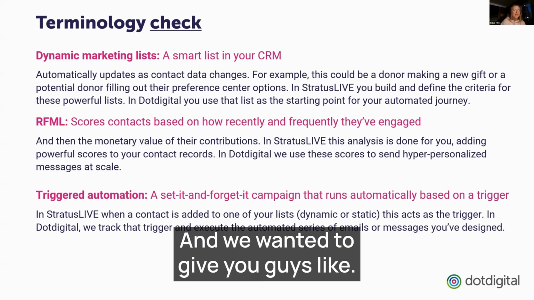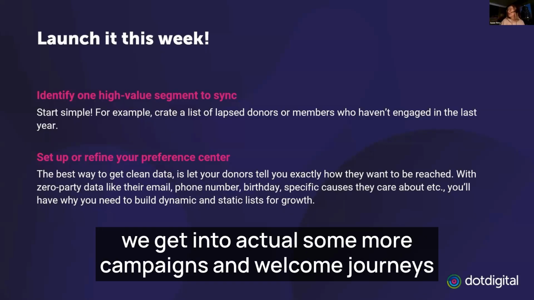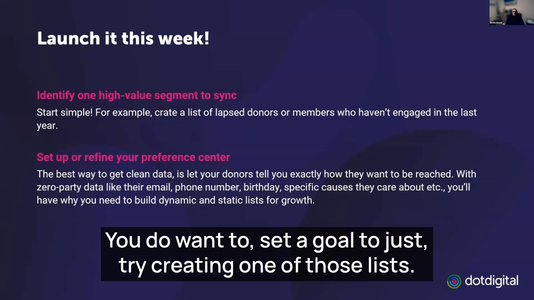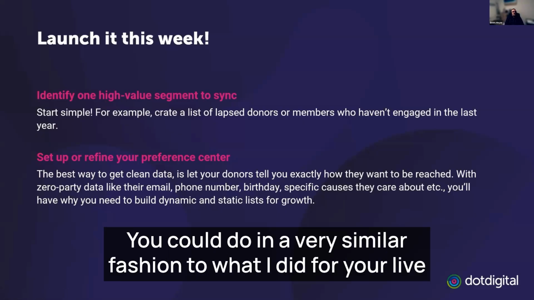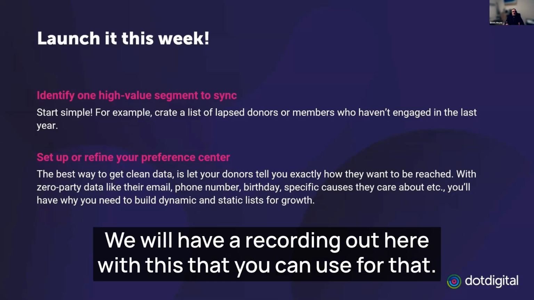Amazing. And we wanted to give you guys two ideas to theoretically launch this week before next week when we get into some more campaigns and welcome journeys and automations and triggers. You do want to set a goal to just try creating one of those lists. Try creating either a lapsed donor, which you could do in a very similar fashion to what I did for your lapsed donors, or try the lapsed example. We will have a recording out with this that you can use for that.